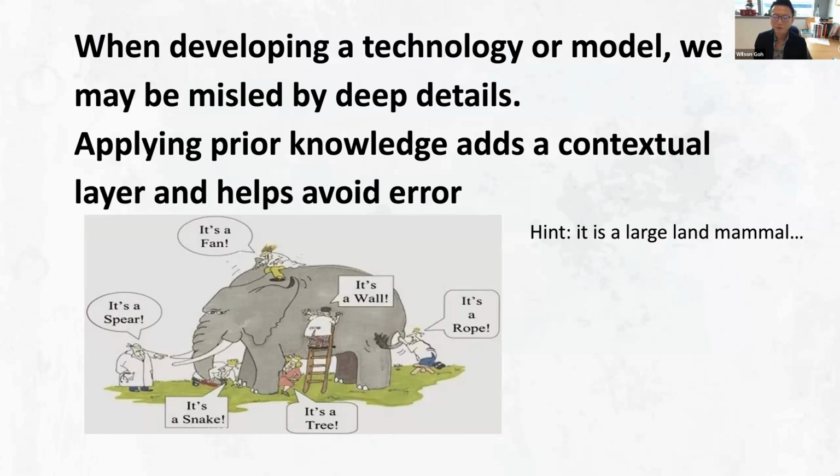So in this case, if the blind men have a contextual cue or clue, such as, oh, this is a large land animal, then they may be able to constrain their thoughts, and more easily come to the conclusion that what they are feeling is indeed part of an elephant.